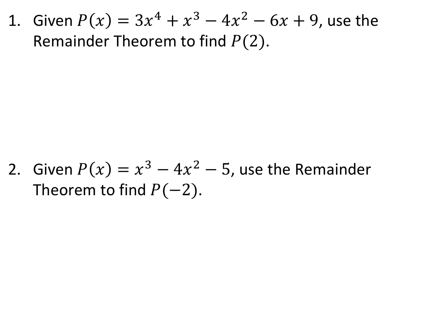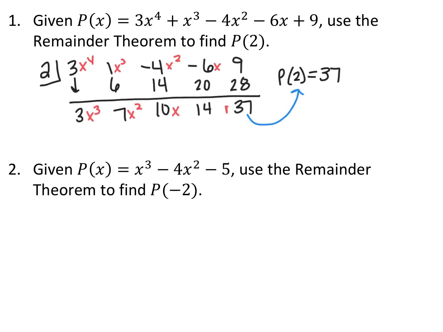So we want to find p of 2 using the remainder theorem for p of x equals 3x to the fourth plus x cubed minus 4x squared minus 6x plus 2. If I'm using the remainder theorem, I'm using the idea that if I divide this by x minus 2, whatever the remainder is, is the same as the y value. So I'm going to use synthetic division to figure out what my y value is.